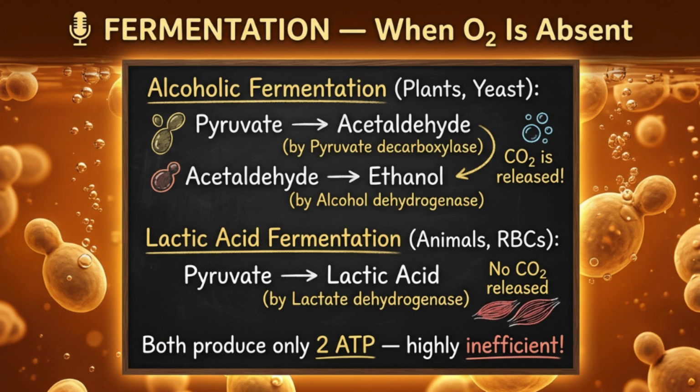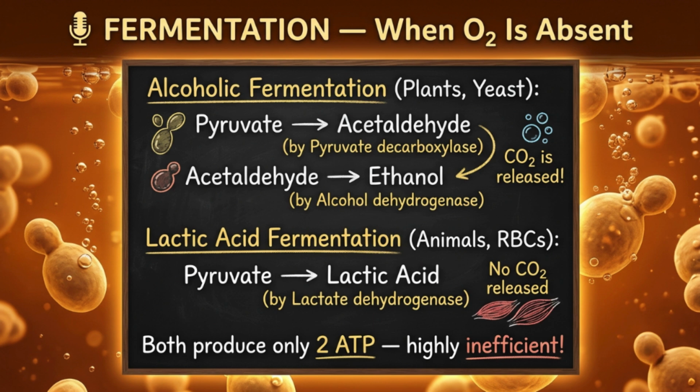Now let's talk fermentation. What happens when there's no oxygen? This is anaerobic respiration, and the story differs based on the organism. In plants and yeast, pyruvate goes through 2 enzyme steps. First, pyruvate decarboxylase converts pyruvate to acetaldehyde, releasing CO2. Then, alcohol dehydrogenase converts acetaldehyde to ethanol. This is literally how wine and beer are made, yeast doing anaerobic respiration.